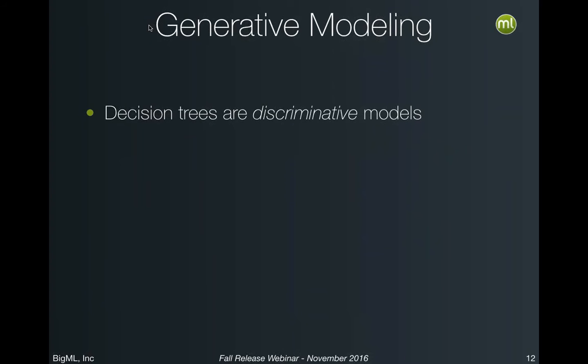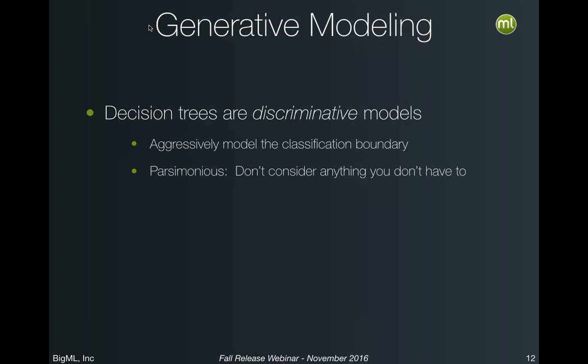Okay, so now we're going to get into the meat of topic modeling. What is it, and how does it work? So first of all, to contrast topic modeling with supervised classifiers, let's talk about decision trees. And we're going to say decision trees are discriminative models, right? And what does that mean? It means, first of all, that they aggressively model the classification boundary. So decision trees aren't concerned with any other aspect of the data. All they want is to know what is the best way to determine the class. That's all you're trying to model with a decision tree.